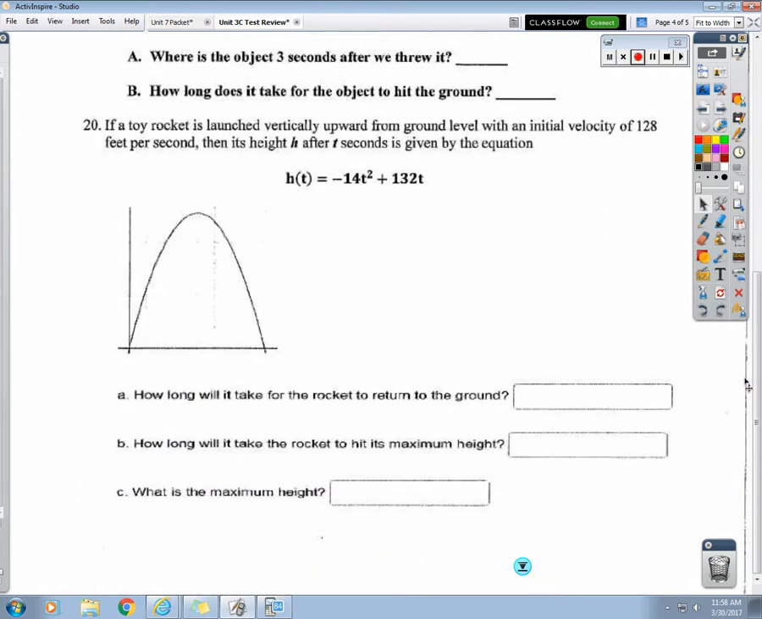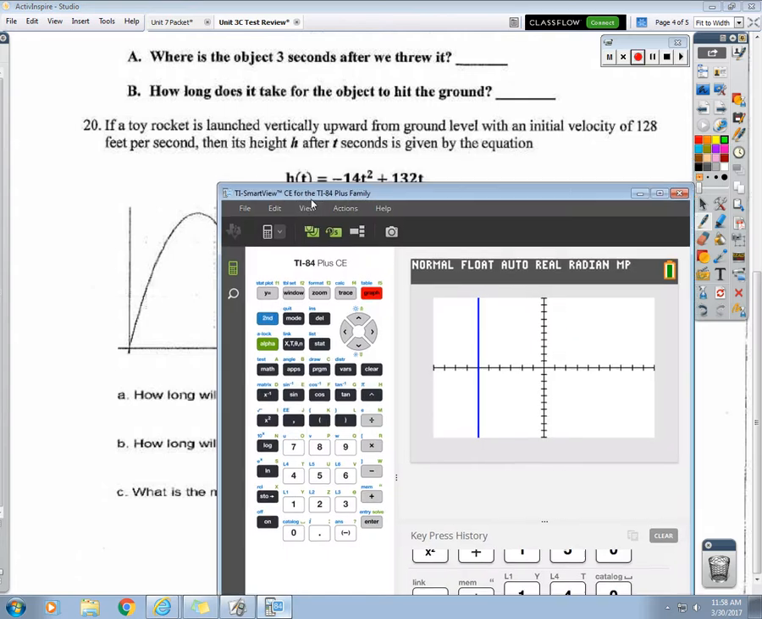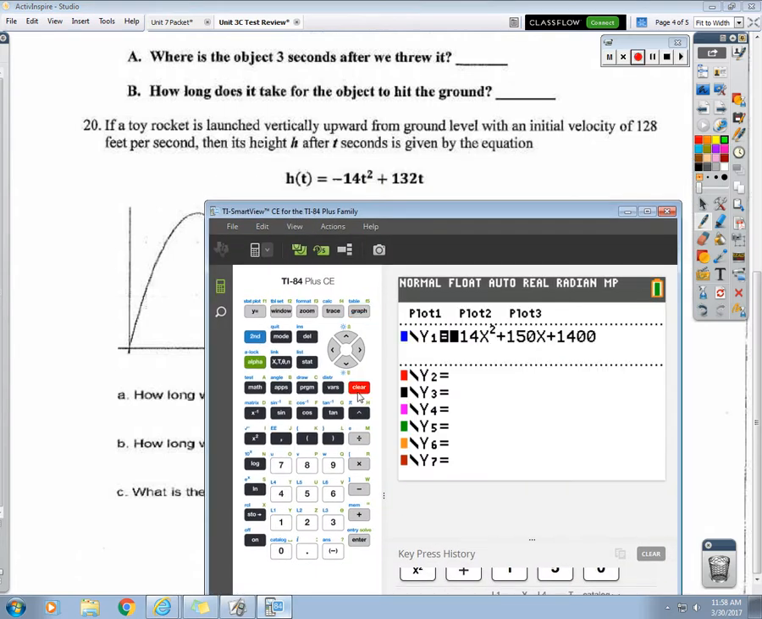If a toy rocket is launched vertically upward from ground level with an initial velocity of 128 feet per second, then its height h after t seconds is given by the equation h of t equals negative 14t squared plus 132t. So A says how long will it take for the rocket to return to the ground? So when will it hit the ground? First let's graph it. y equals negative 14t squared plus 132t.